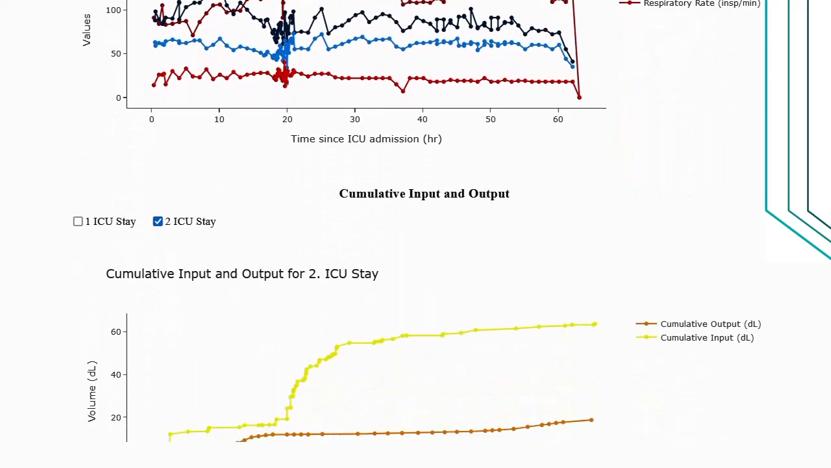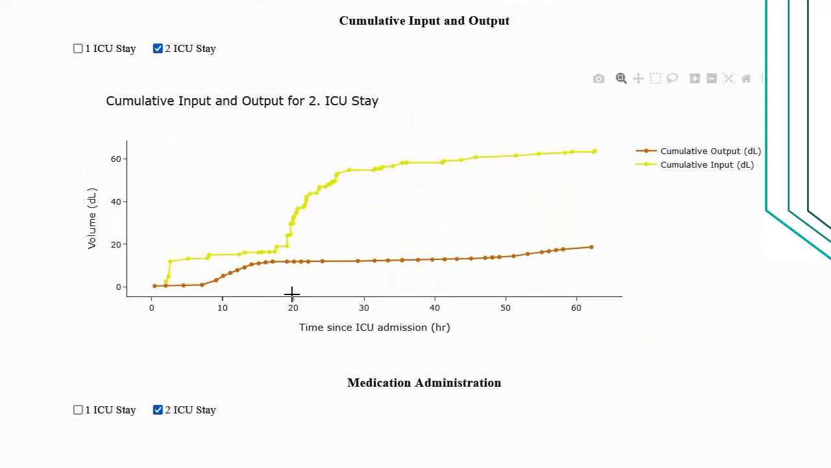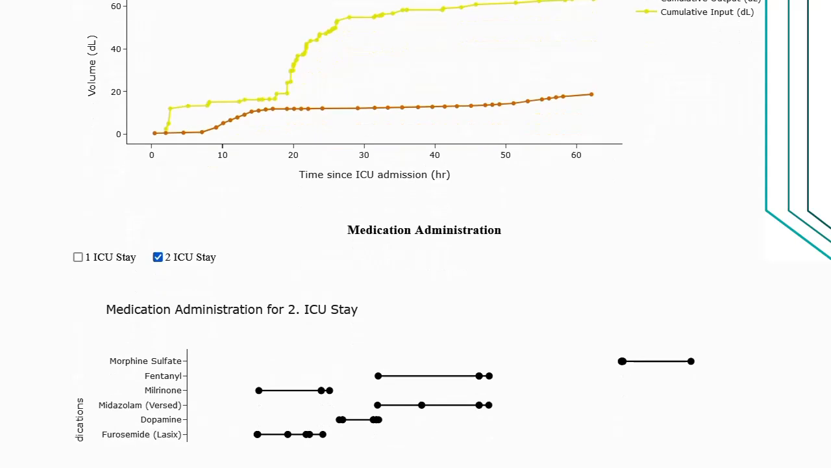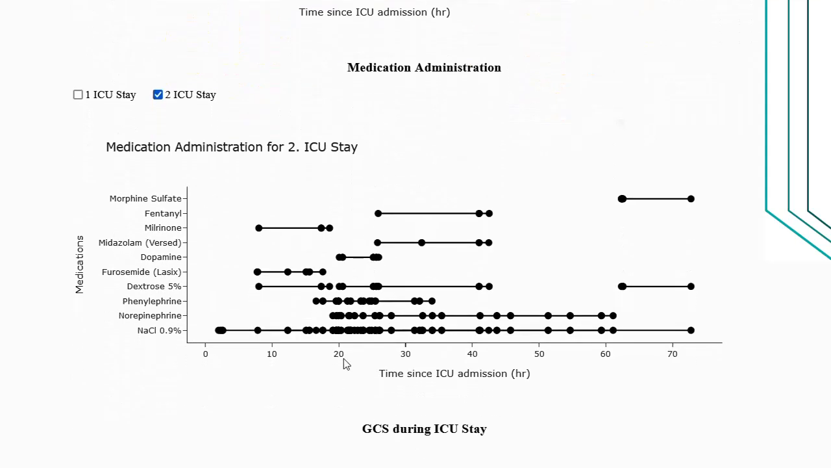At the same time, the amount of fluid and medication she received rose sharply. From the medication log, we see that several drugs were introduced at this point. Additionally, invasive blood pressure monitoring was set up, explaining the increased measurement frequency. These interventions indicate a worsening condition.